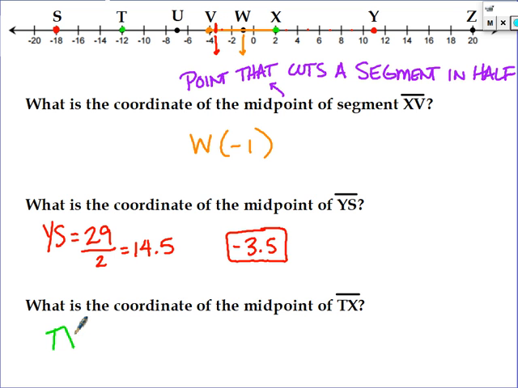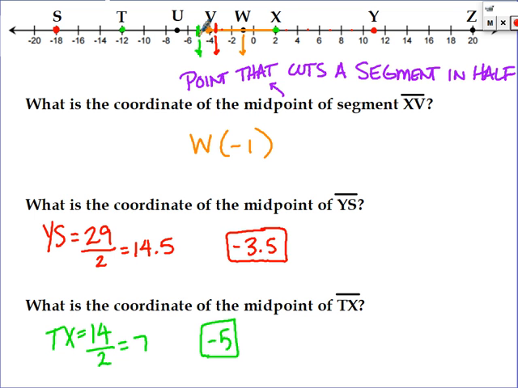That means the midpoint is found 7 spaces in. So 2, 4, 6, 7 ends at -5. Or again, instead of starting at T, you could have started at X and counted this way. 2, 4, 6, 7, and still got to that same spot.